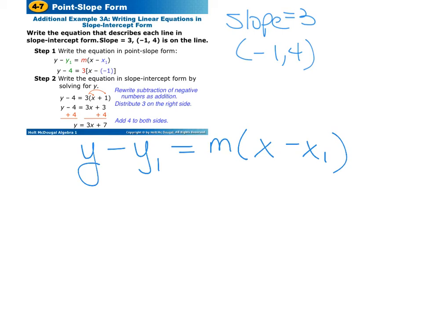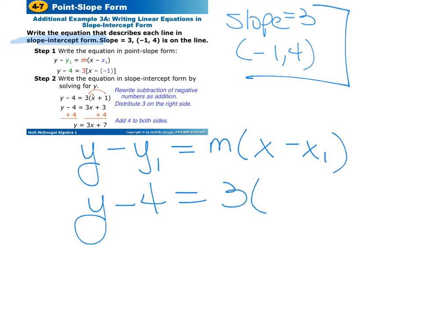Okay, so when it asks for an equation and you're given this, we're first going to put it into point slope. Then they wanted the final answer in slope intercept, so we're going to distribute. So y minus 4 equals 3 times parenthesis x minus -1. I need to simplify this minus minus and make it plus.